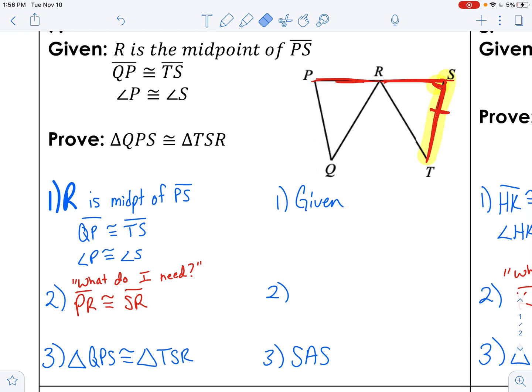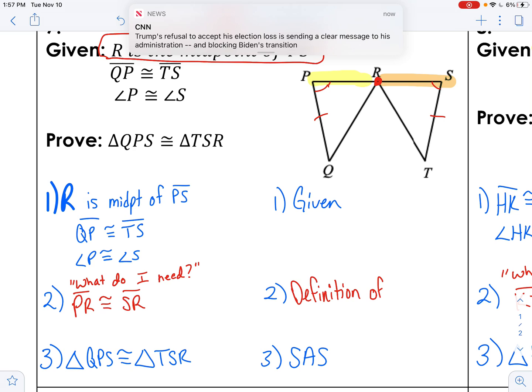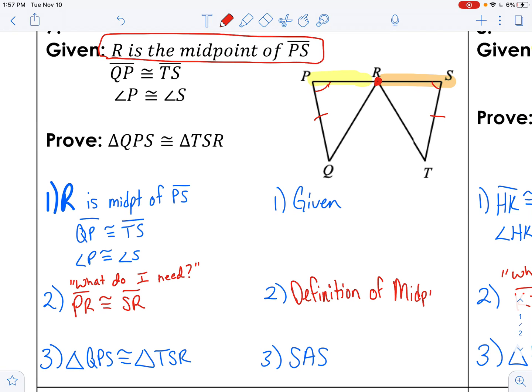And now let's look around and see if there's any way that we can say that PR and SR are going to be congruent. So I want these two sides to be congruent. How can I say they're congruent? Well, let's look at our given statements. I've already used these two, so those don't help me too much. But here I have R is the midpoint of PS. And what does it mean to be a midpoint? Well, it means it's in the middle. It cuts it in half. It means that those two parts are equal. So because of the definition of midpoint, I can say that those two pieces that I want to be congruent are actually congruent.